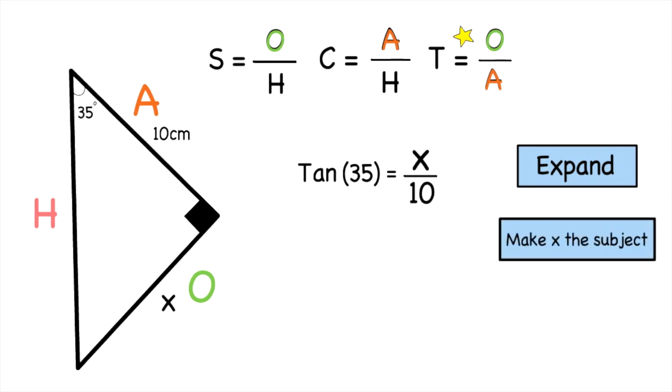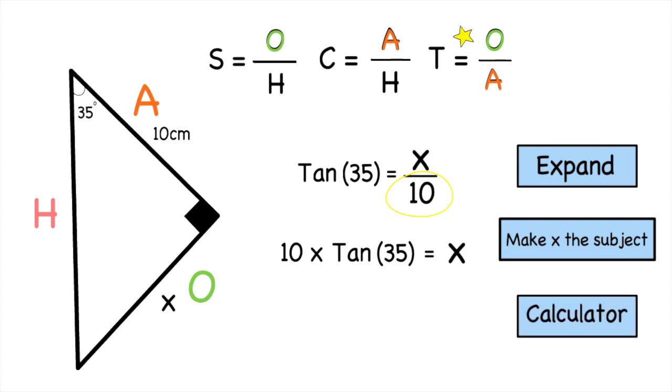The next step is just like in algebra. We want to get x on its own and make it the subject. The only thing stopping x from being on its own is that it's being divided by 10. I can get rid of that by doing the opposite thing to the other side. So I'm going to times the other side by 10 so that I can get rid of the divided by 10. At this point, x is on its own and I have all of the information that I need, so I can put this straight into a calculator.